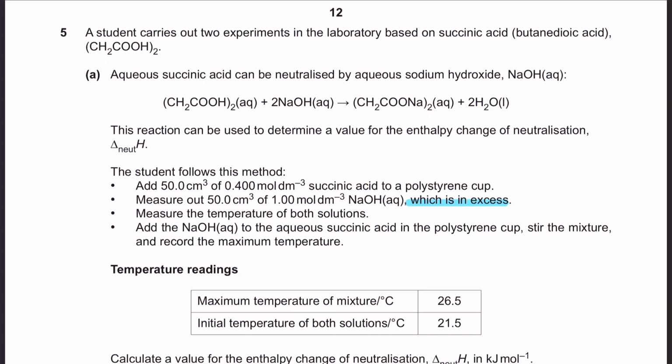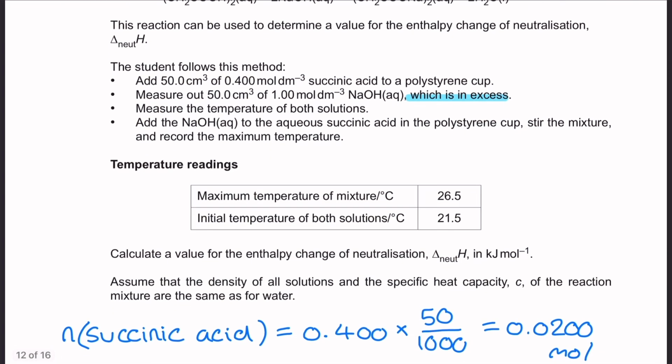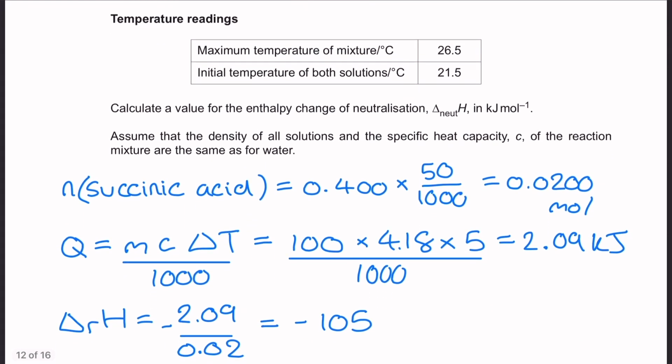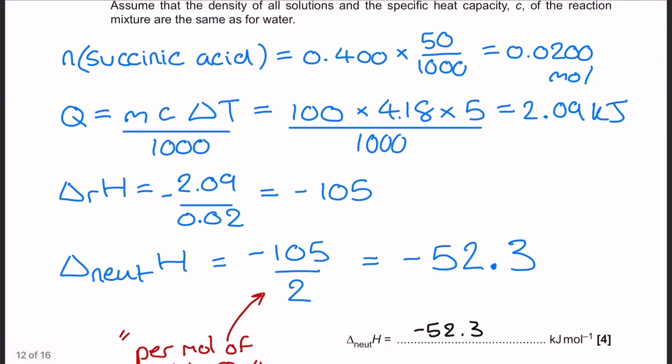Aqueous succinic acid can be neutralized by aqueous sodium hydroxide. This reaction can be used to determine a value for the enthalpy change of neutralization. And we've got loads of details about a calorimeter practical here. Calculate a value for the enthalpy change of neutralization in kilojoules per mole. Assume that the density of all solutions and the specific heat capacity of the reaction mixture are the same as for water. So what that's telling you is that you can use the total volume of the reaction solution as the mass of the solution in Q equals mc delta T. All right? So it's a fairly straightforward calorimeter calculation here.